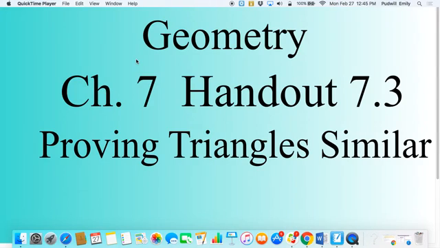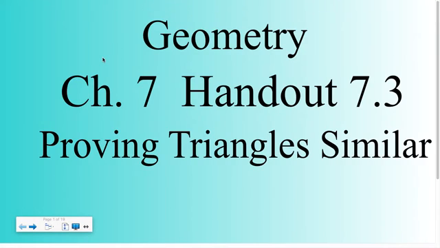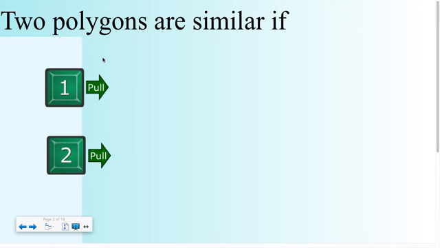So today and tomorrow we're going to prove that triangles are similar. We are not going to prove them using a two-column proof. We're just going to explain why. So there's no proofs here.